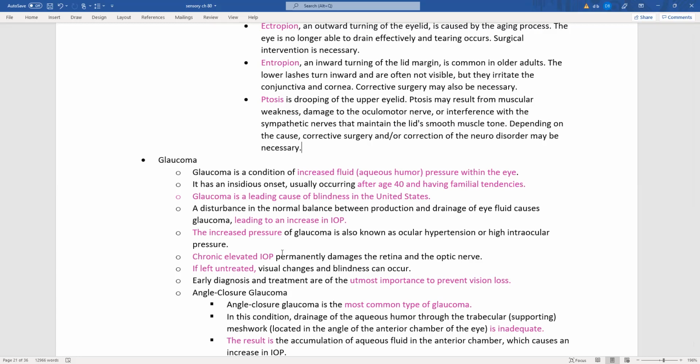It has an insidious onset, usually occurring after the age of 40. Baby, I ain't 40 and I got that. Well, I might, but I ain't gonna claim it. And having familial tendencies, right? So it can be genetic.